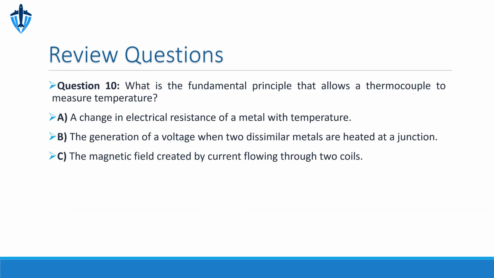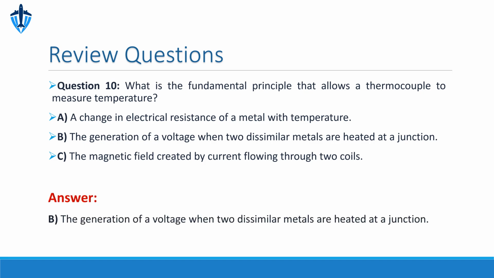Question 10. What is the fundamental principle that allows a thermocouple to measure temperature? A. A change in electrical resistance of a metal with temperature. B. The generation of a voltage when 2 dissimilar metals are heated at a junction. C. The magnetic field created by current flowing through 2 coils. The correct answer is B.